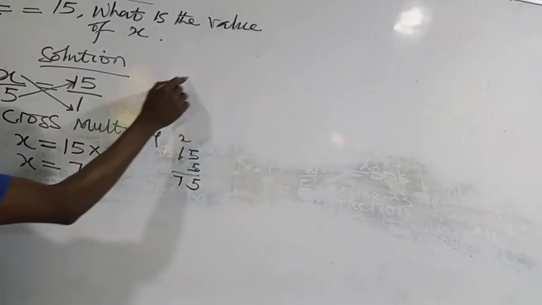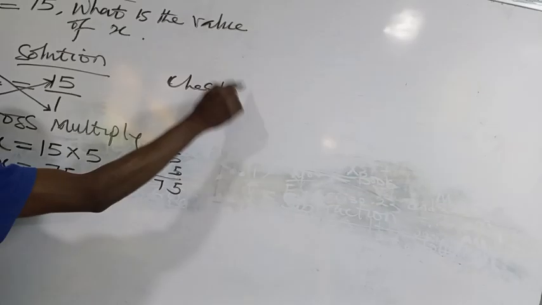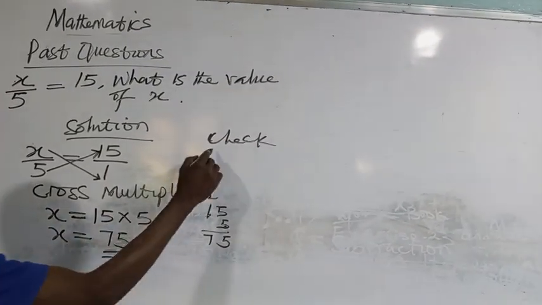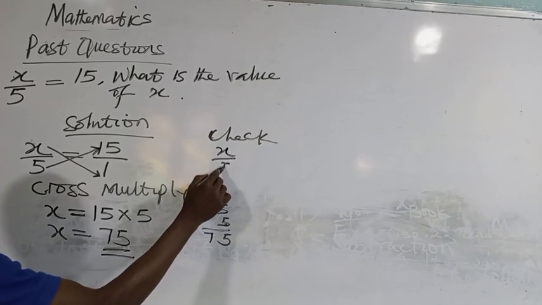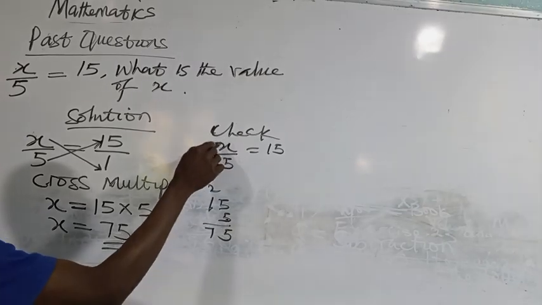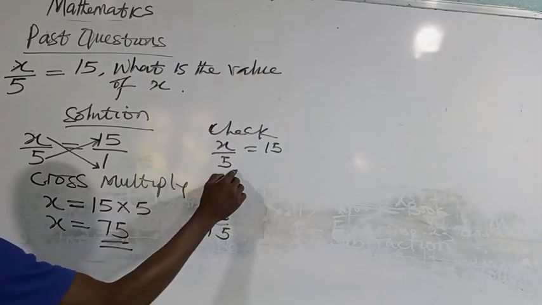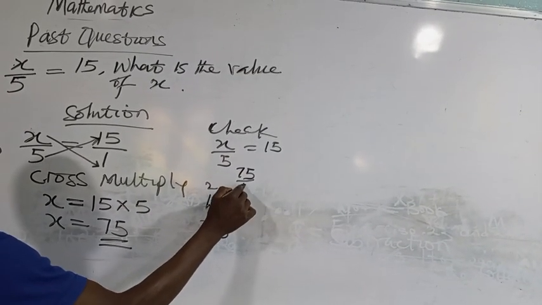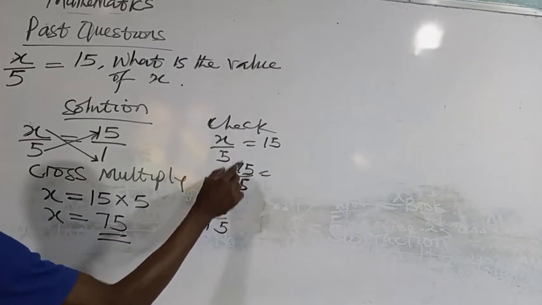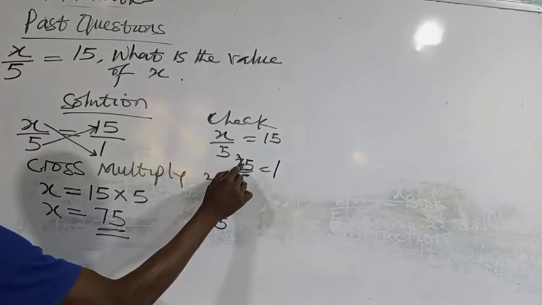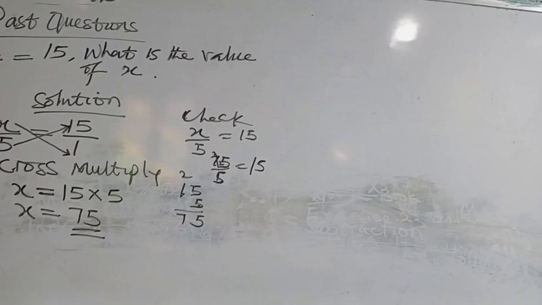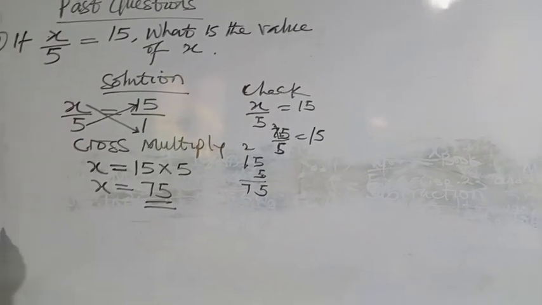And therefore, if we check what we have from the beginning, x over 5, we said is equal to 15. So if you check, the value of x is 75. 75 over 5 will give us 15. Yes. 5 goes in 7 is 1. Remember 2, put 2 here. 25, 5 goes in 25 is 5. So the equation is correct.